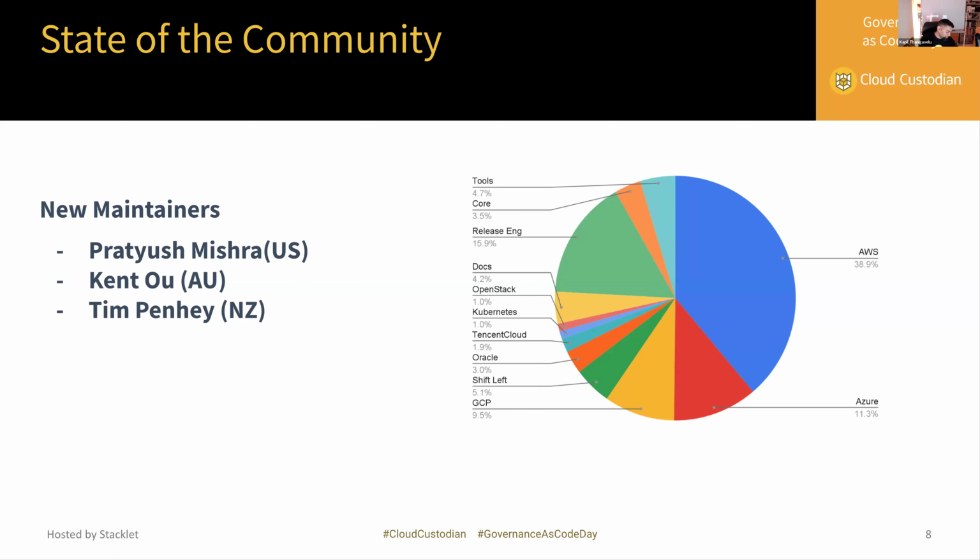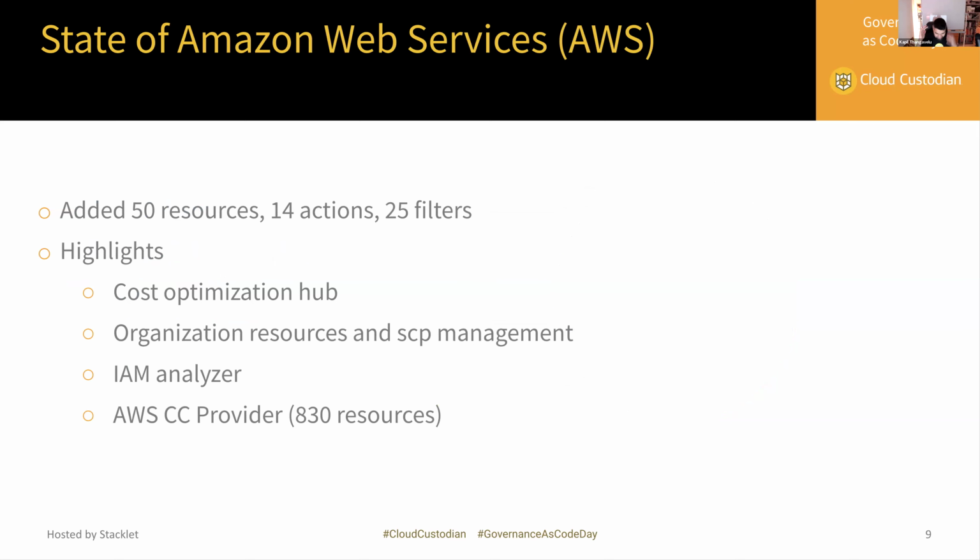Looking at Amazon, quickly going through the providers. Coming up with this list is kind of hard because you're staring at a list of about 100 pull requests and wondering what it actually summarizes to. We added about 50 new resources, 14 actions, and 25 filters, across lots of different types of resources, with additional capabilities from AWS, keeping up with re:Invent. Some of the highlights, one of which we'll get a deeper dive on later today, is our integration with the Cost Optimization Hub, which there's a session on in about 30 minutes.